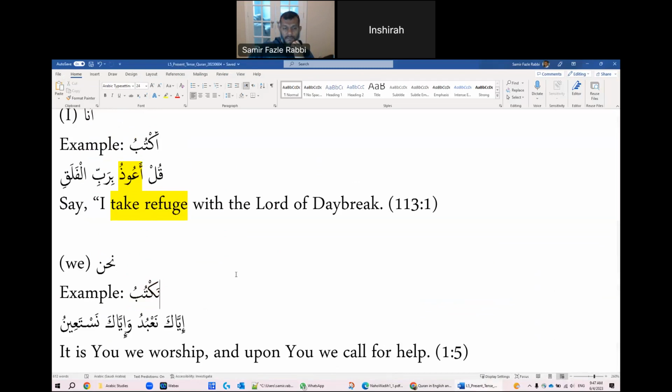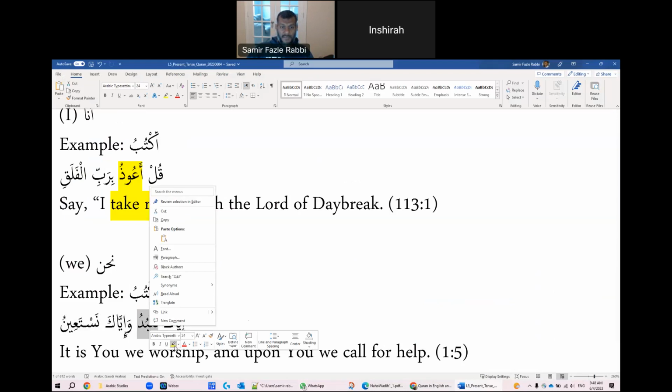Read it? Yes, you want me to read it? Okay, it's nahnu, and then the example is naktubu. You can read this, this is from the syllabus. Okay, إياك نعبد وإياك نستعين. Very good. And then the نحن verb would be نعبد and نستعين. Very good. Excellent. Yep, that's exactly it.